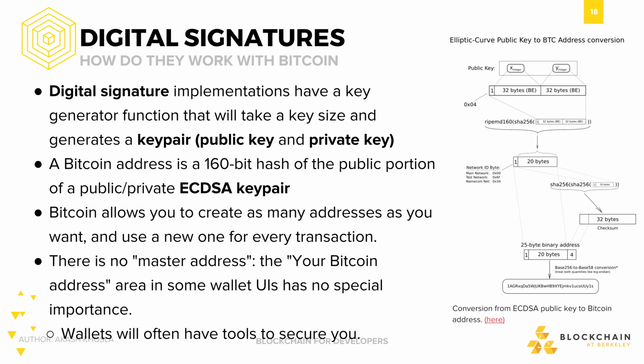Bitcoin allows you to create as many addresses as you want, and you can use a new one for every transaction, and there's no master address when you use a Bitcoin wallet. The Bitcoin address is an abstraction, because wallets will often have special tools to secure you, and we'll talk about how that works and why that is.